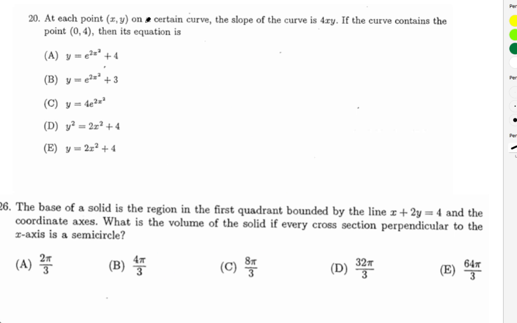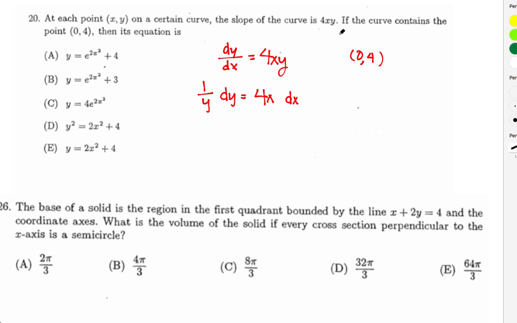At each point (x, y) on a certain curve, the slope dy/dx is 4xy. If the curve contains the point (0, 4), so (0, 4) is a point, then what is its equation? Well, we have the slope, so in order to find the solution, we need to separate the variables. So I'm going to put 1 over y dy equals 4x dx.